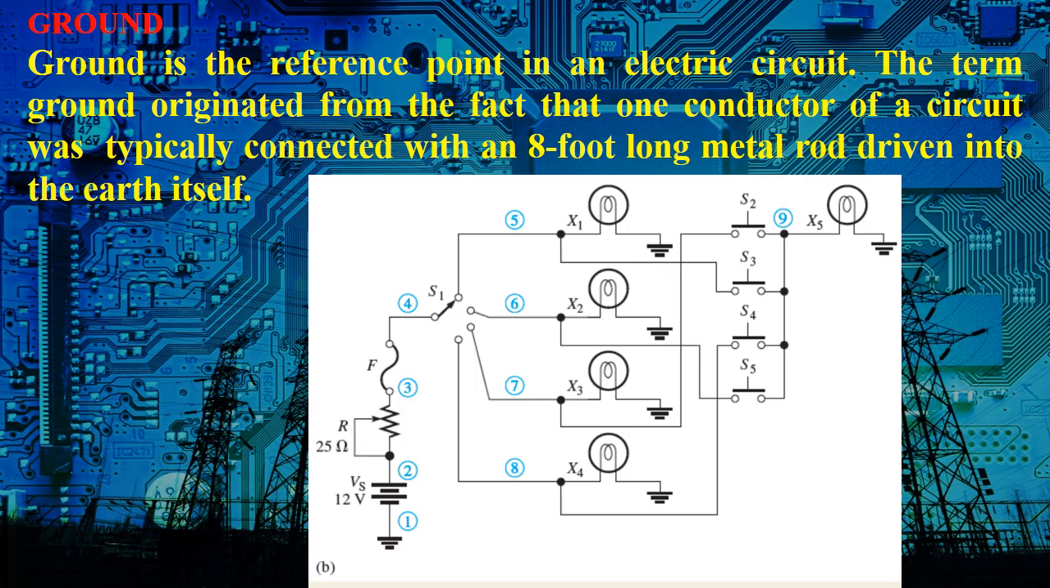Okay, so in a circuit, grounding is very important. That's for safety. If anything happens within the circuit, then the fault current goes to the ground. If there is no grounding, then the circuit is already unsafe.